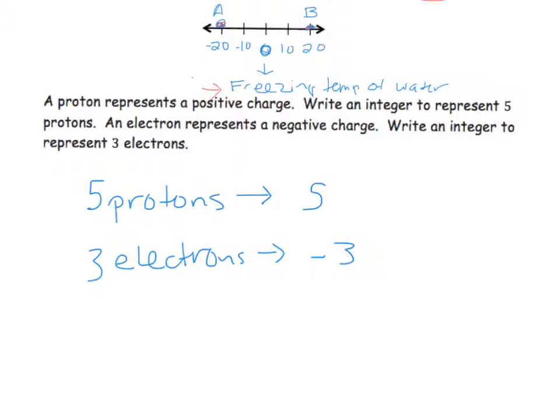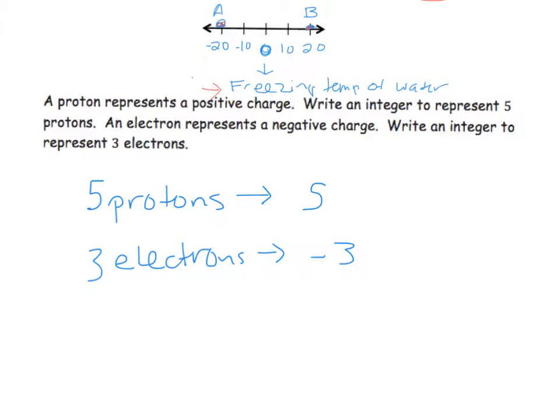All right, so a proton represents a positive charge. Proton, positive charge. So if I have 5 protons, I'm going to represent it with a 5. An electron represents a negative charge. If I want to write an integer, remember an integer is just a positive or negative number without parts, so all the whole numbers and their opposites. To represent 3 electrons, that would be a negative 3.